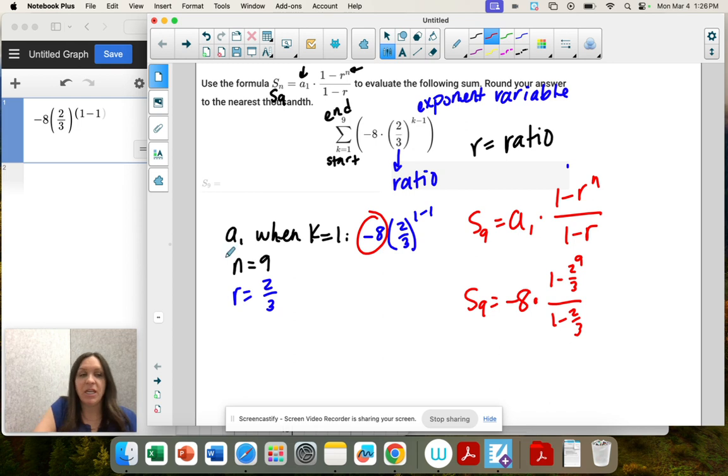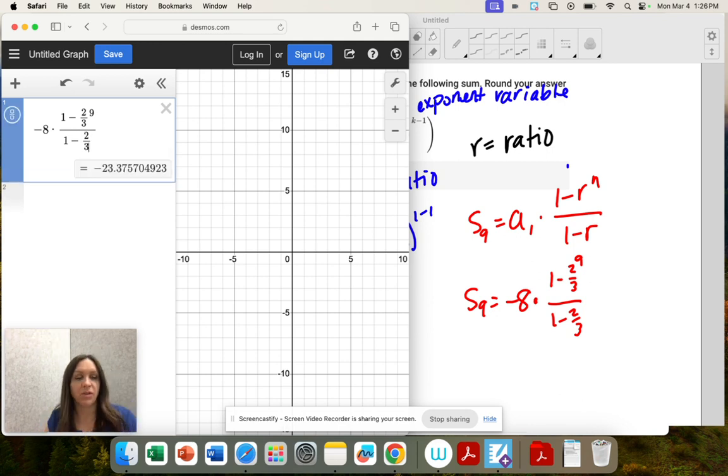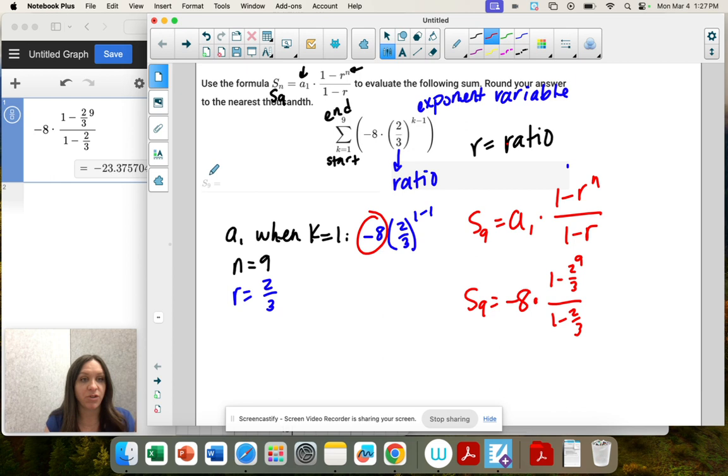So now we just have to type this in, and it's a little tricky. So it's -8 times, and then it's a fraction. So it's 1 minus 2/3 to the power of 9. And then it's this part, I'm highlighting it, divided by 1 minus 2/3. So make sure when you type it in that -8 or your first term is out in front, and then it's times a fraction. We're rounding to the nearest thousandths. That's 3 numbers after the decimal.